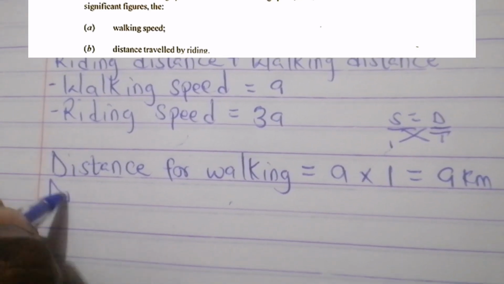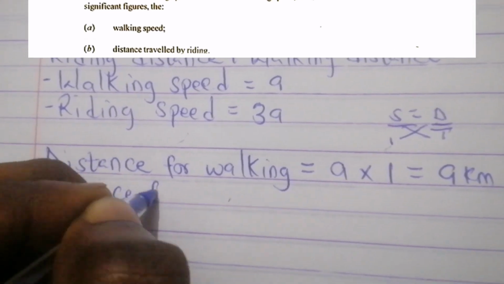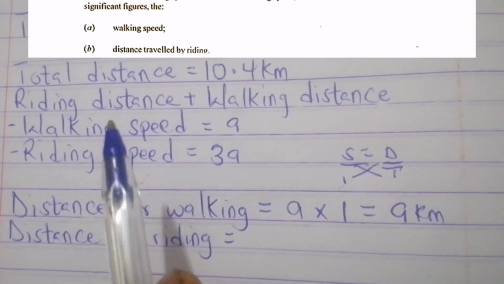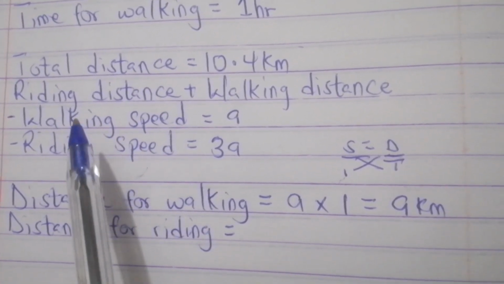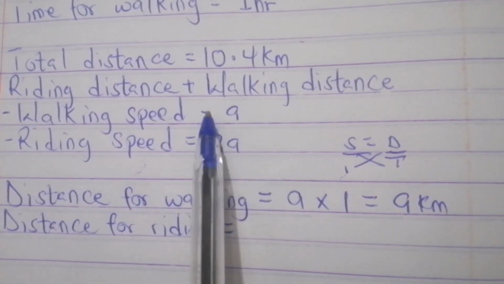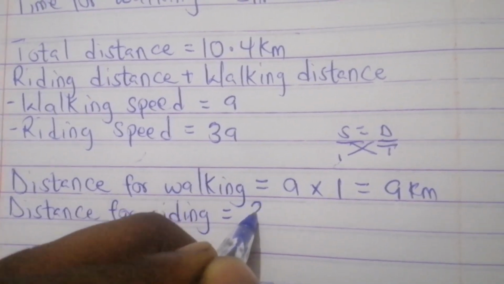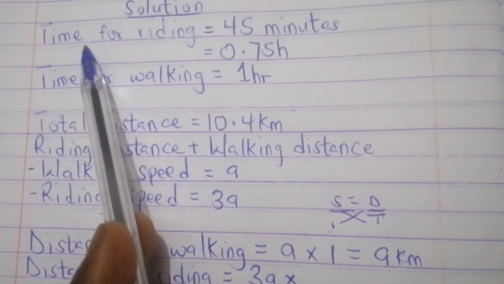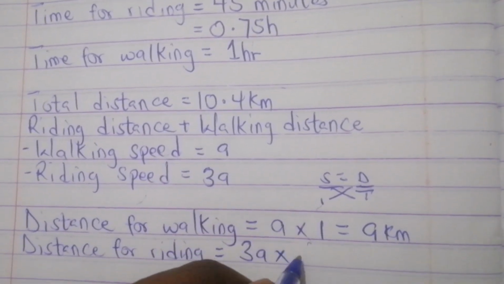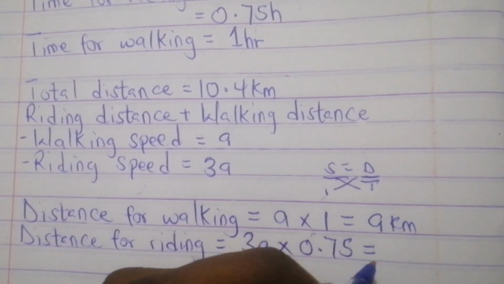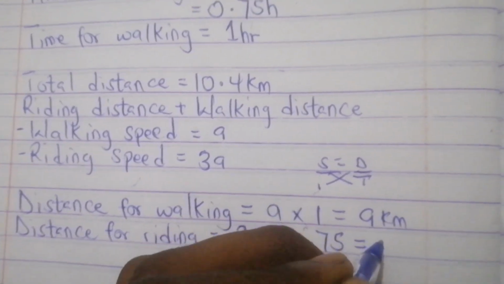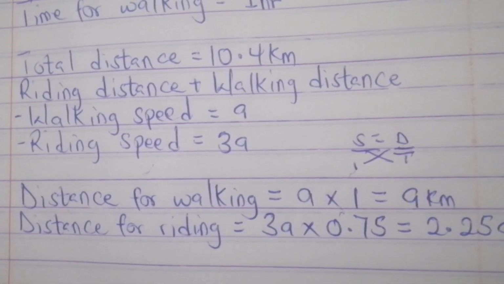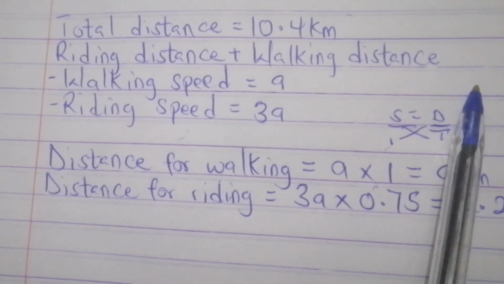Then the distance for riding. According to the question, the speed for riding is 3 times the speed for walking. So here, speed 3A times the time. Now, you know the riding time happens to be 0.75. So 3A times 0.75 will give you 2.25A. Good. So from here we proceed.